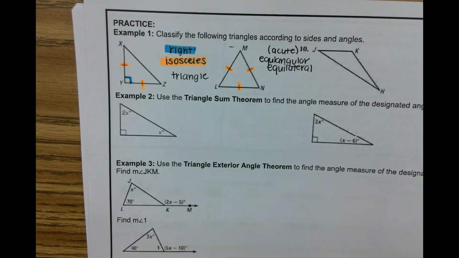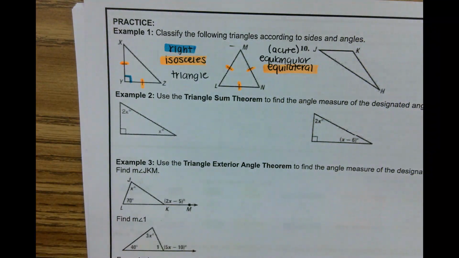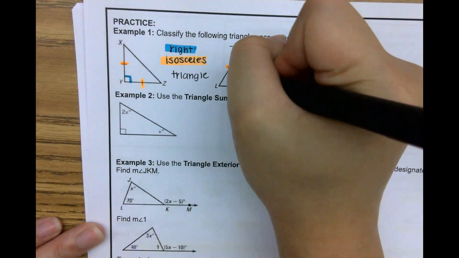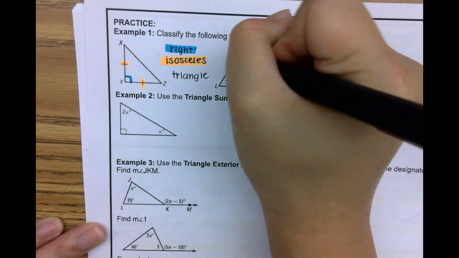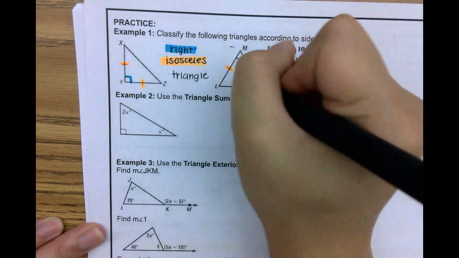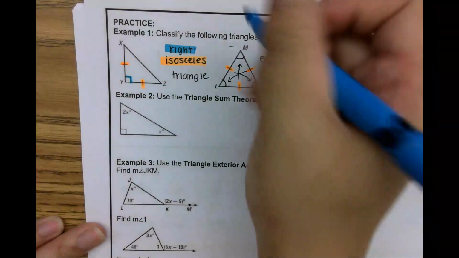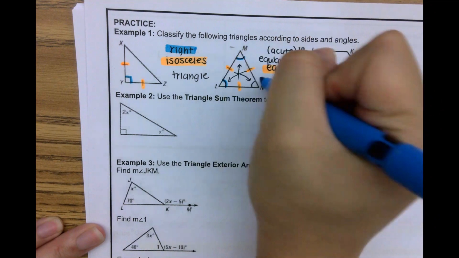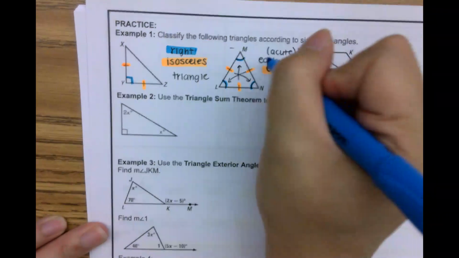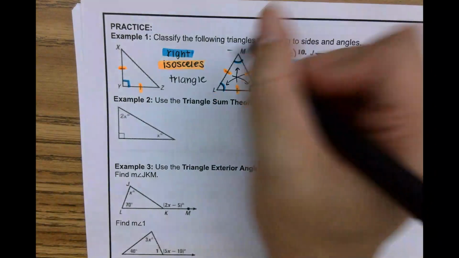Because it is equilateral, meaning the sides are the same, that makes the angles the same. So it makes this angle across, and this angle across all congruent, which makes it equiangular. And if it's equiangular, it has to be acute because each of these is going to be 60 degrees.